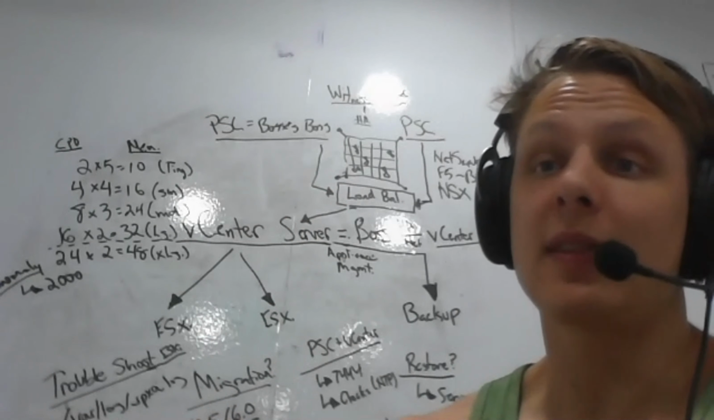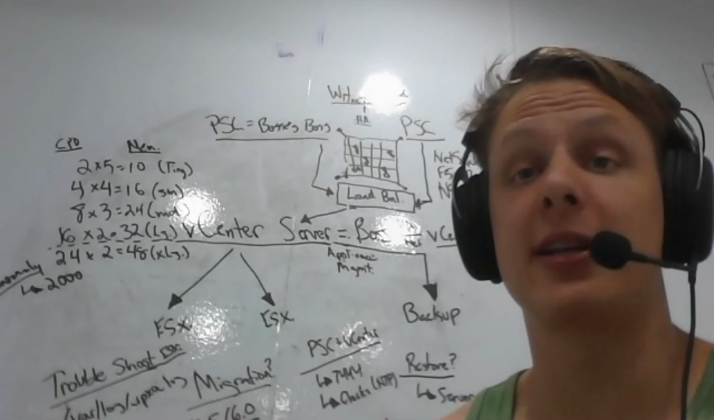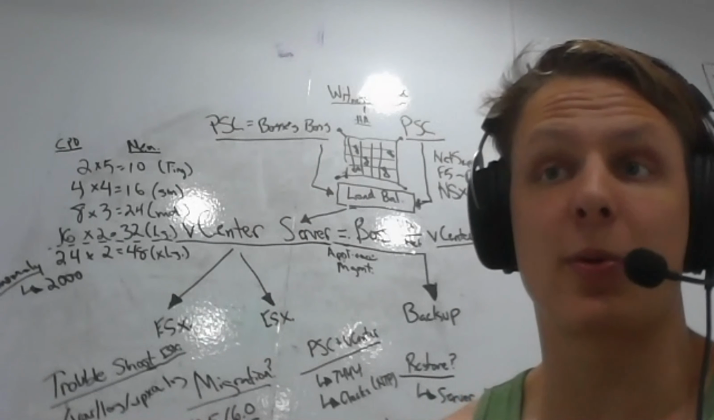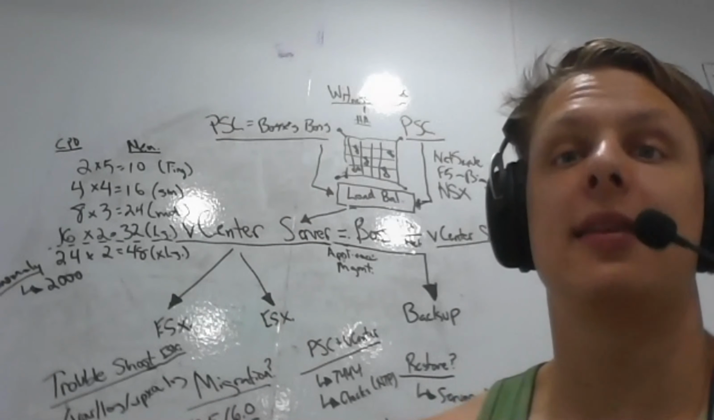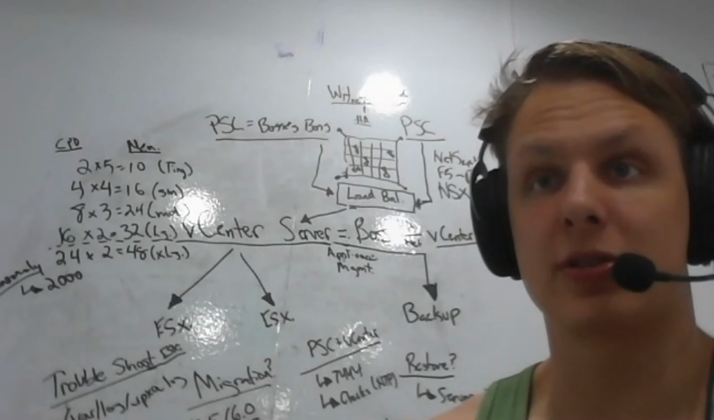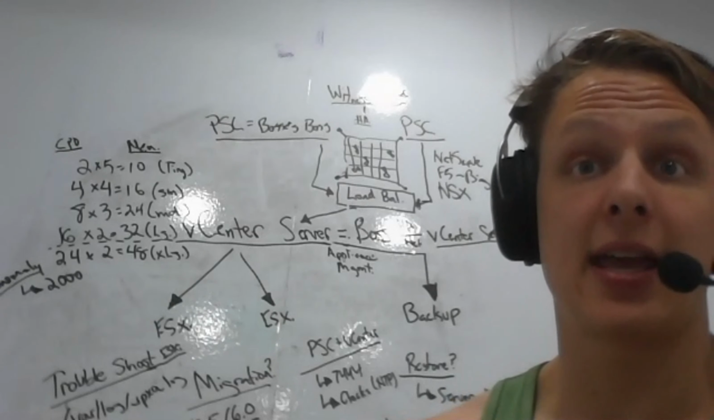So that helps me remember those are the 3 different external load balancers that are supported within the platform services controllers in an HA situation.